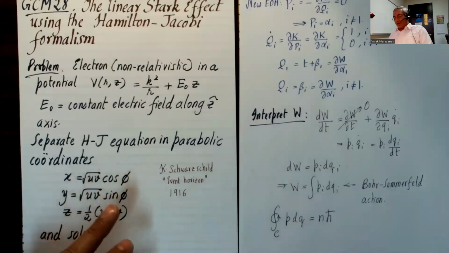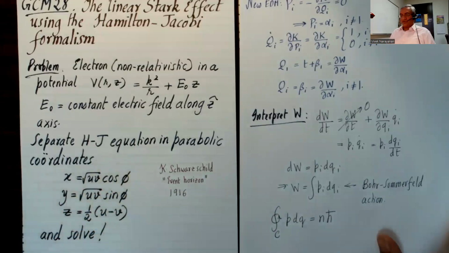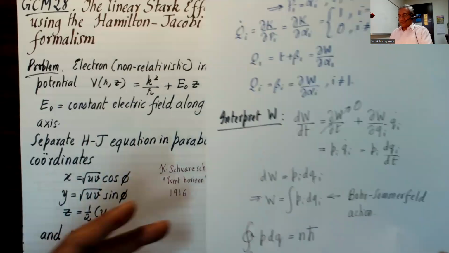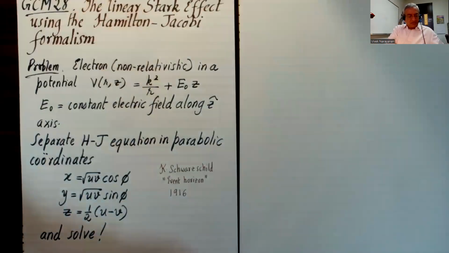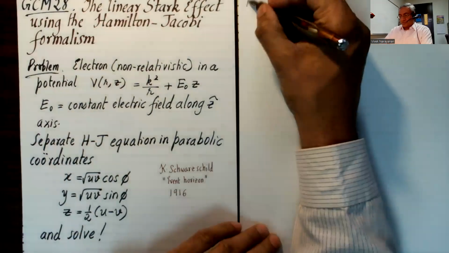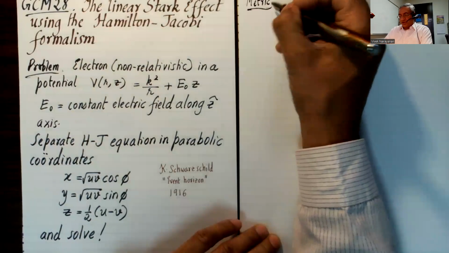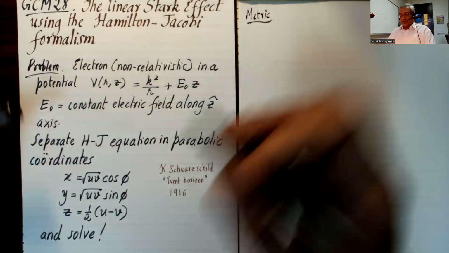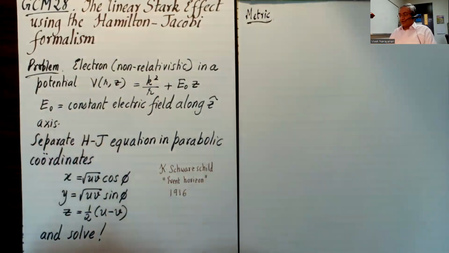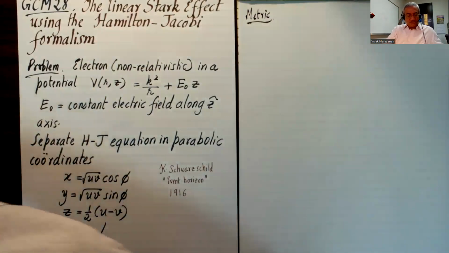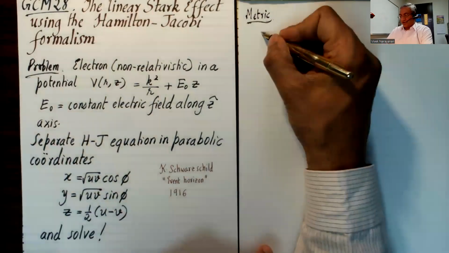Before we do anything, we have to find a metric in these coordinates. So let's find the metric first. The metric tells us how the distance behaves in those new coordinates. Well, the Cartesian metric is our starting point. So let's use the Cartesian metric.